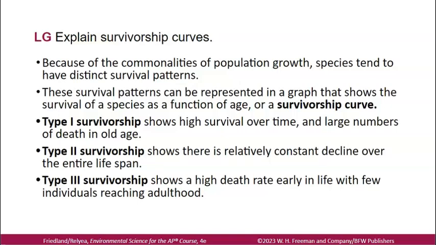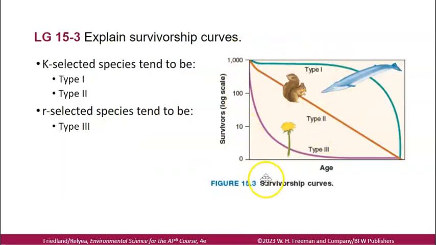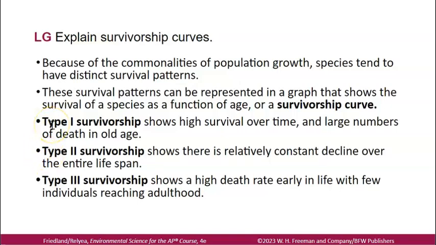All right, next we have survivorship curves. And let me actually go here to show you the survivorship curves. We have three types of survivorship curves, type 1, 2, and 3. And let me go back a slide to show you now. Okay, so type 1 survivorship curve shows high survival over time, large numbers of death in old age. Humans are type 1, whales, gorillas, elephants. Type 2, constant death rate over their entire lifespan. So you don't have any more chance of dying when you're young or old. Type 3, high death rate early life with few individuals reaching adulthood.